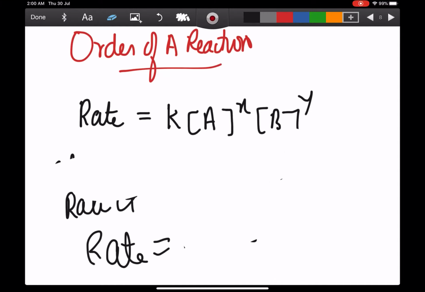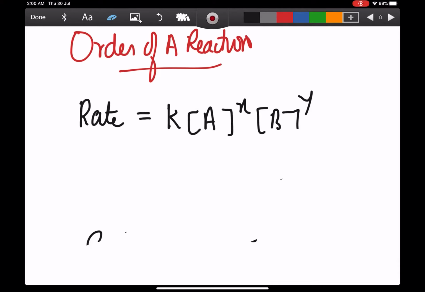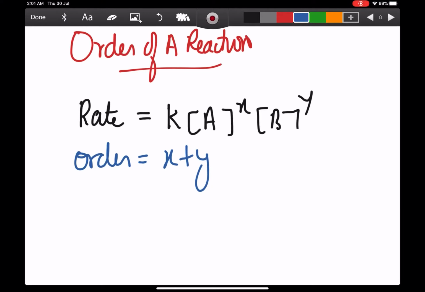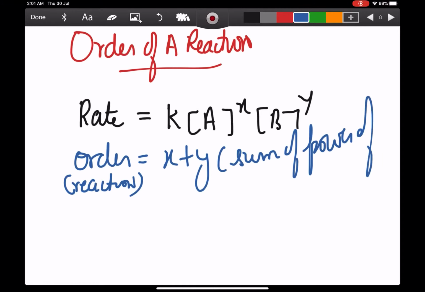Now based on this rate law only, we have to find something known as the order of a reaction. The order of a reaction in simplest terms is, if I write this equation, x plus y. That means the sum of the powers of the reactants in the rate law is the overall order of the reaction. Important thing, don't confuse yourself with overall order and order.